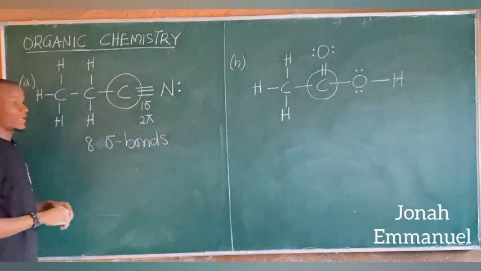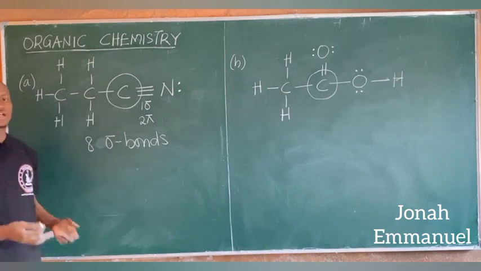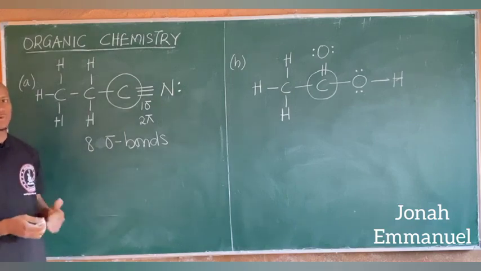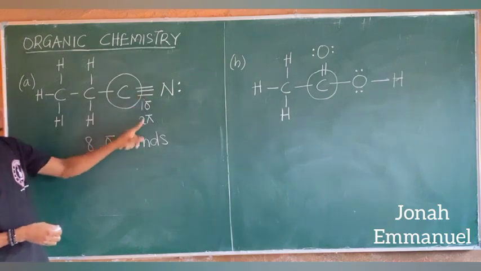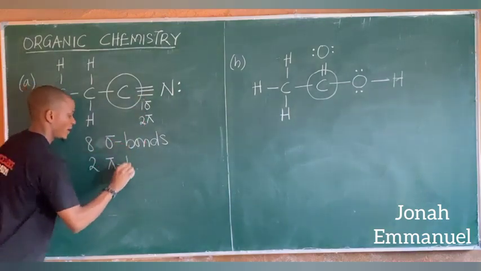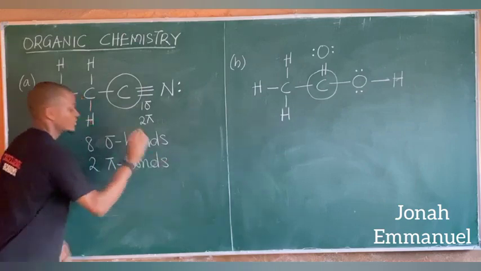Next up, I'm asked to find the total number of pi bonds. Pi bonds only occur in double and triple bonds. So for a triple bond, I have 2 pi bonds. So this becomes 2 pi bonds.